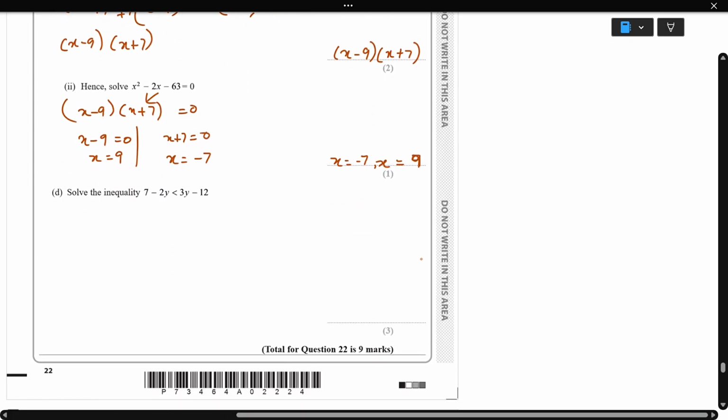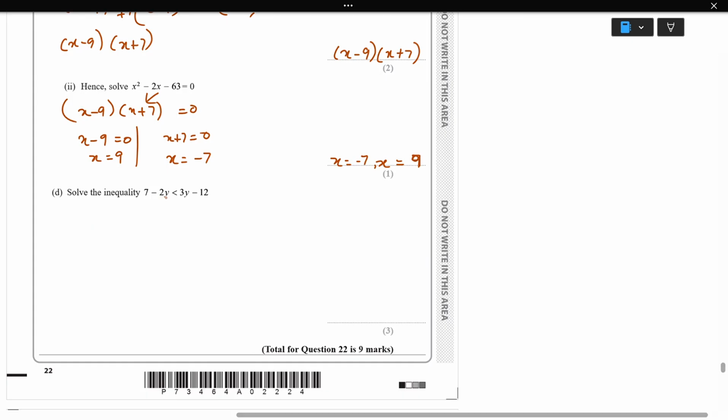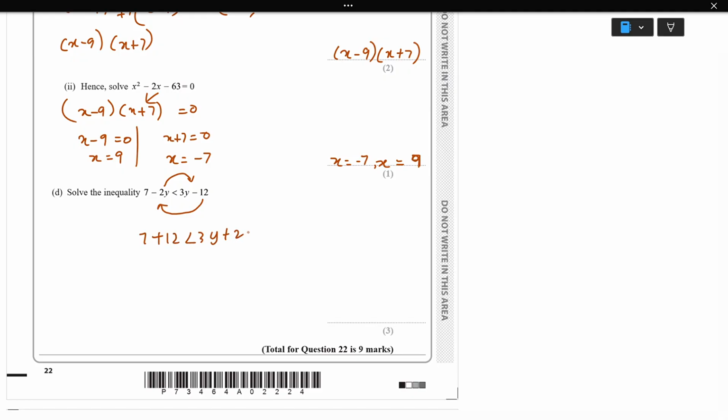Okay, the next question, the inequality question. So we need to solve the inequality. First I'll bring this y to this side and bring the 12 to this side, so sign changes will happen. 7 plus 12 less than 3y plus 2y. Which one I'm shifting, that will change sign. So 19 less than 3 plus 2, which is 5y.